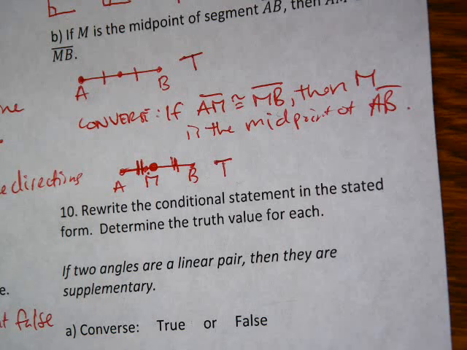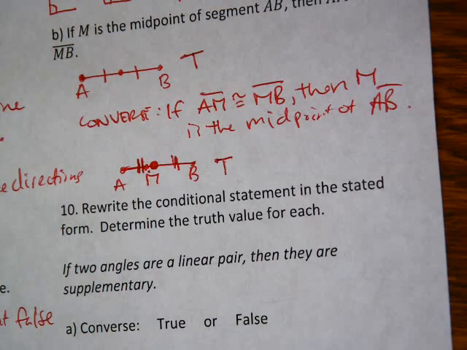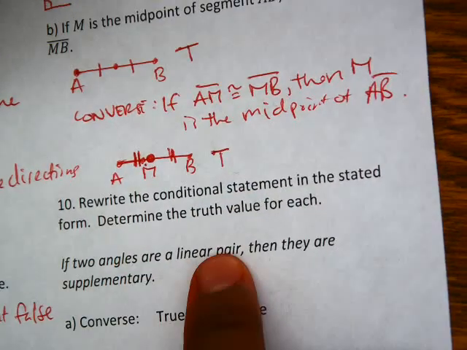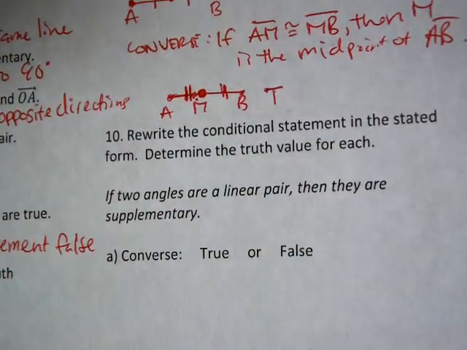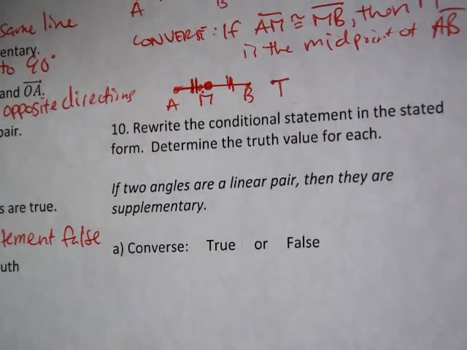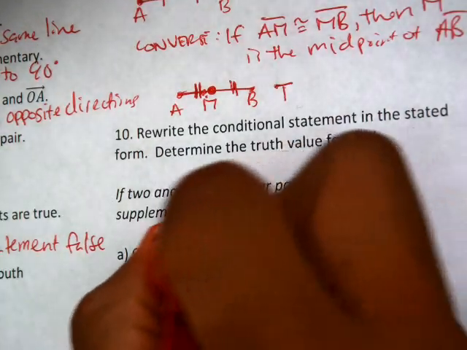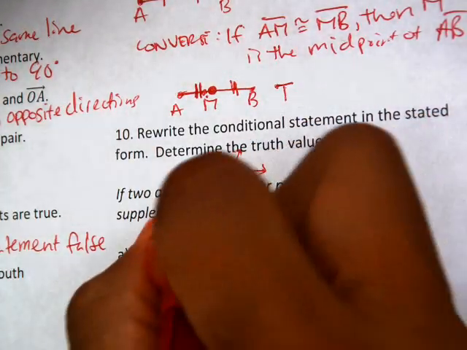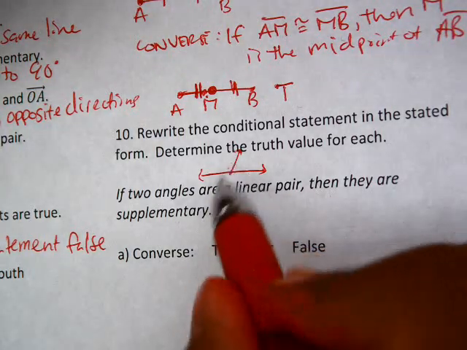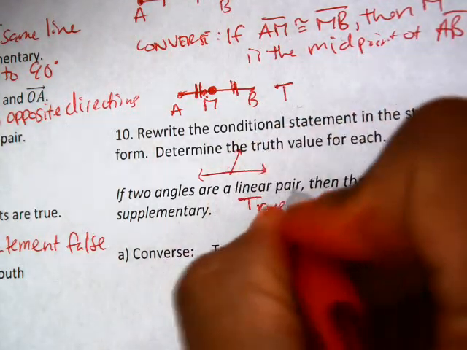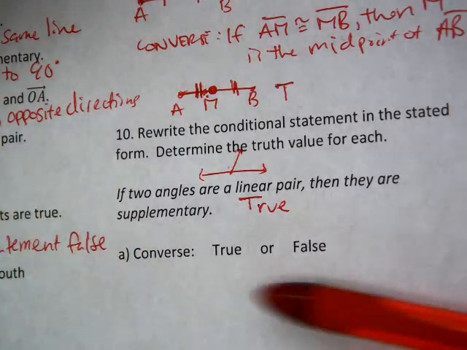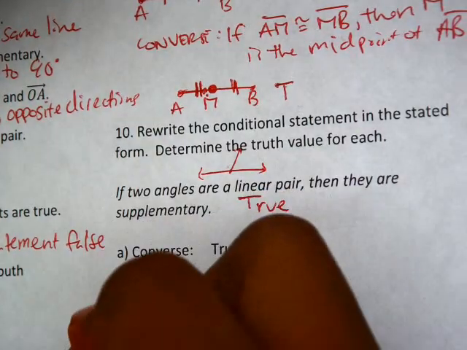Number 10, I'm supposed to rewrite the conditional statement and determine its truth value. Here's the conditional: two angles are a linear pair, so a linear pair looks like this again. They are supplementary. They add up to 180 degrees. That's true. Then I have to decide if the converse is true or false. So I have to write the converse first.